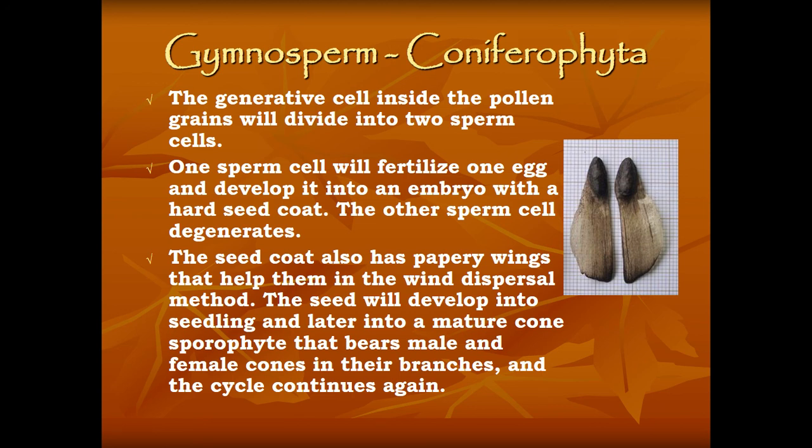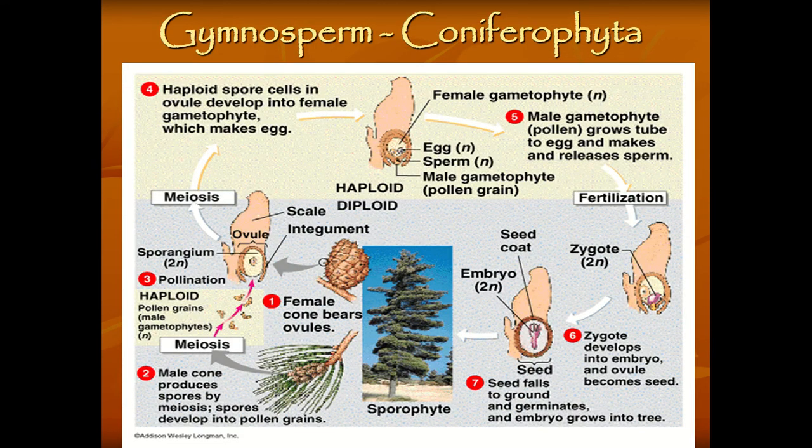So the other sperm cell will degenerate, and the hard seed coat has papery wings that will help them in the wing dispersal method. The seed will develop into a seedling and later into a mature conifer sporophyte that bears the male and female cones or strobili in their branches, and the cycle will continue again.